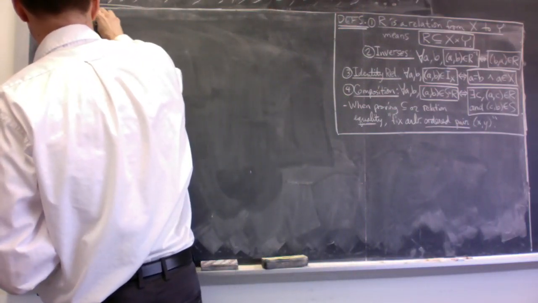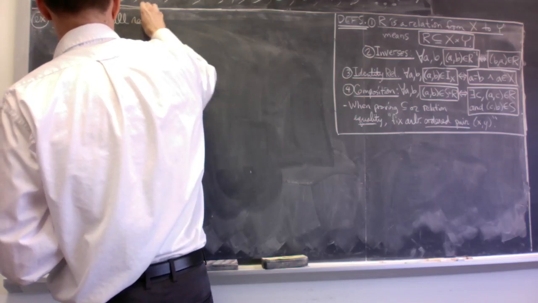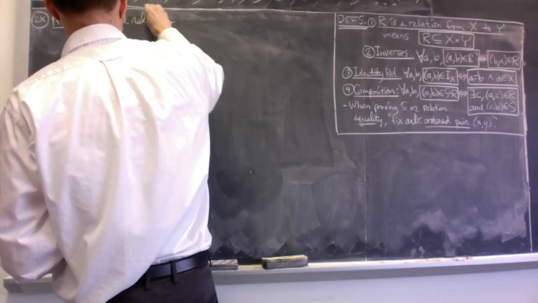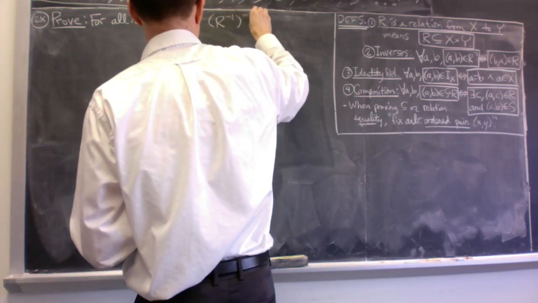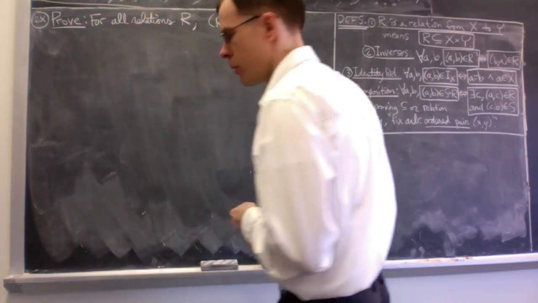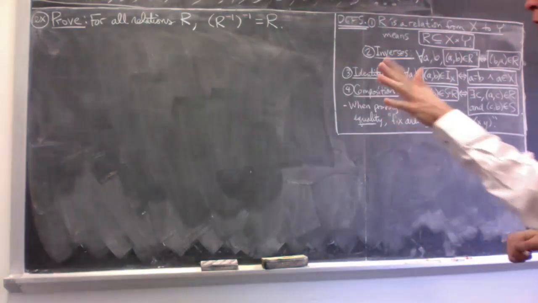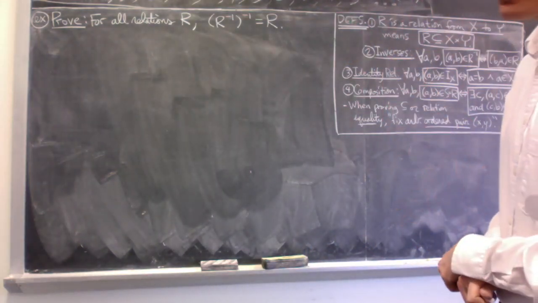Prove: for all relations R, (R inverse) inverse is equal to R. So the inverse of the inverse gives the original relation back.